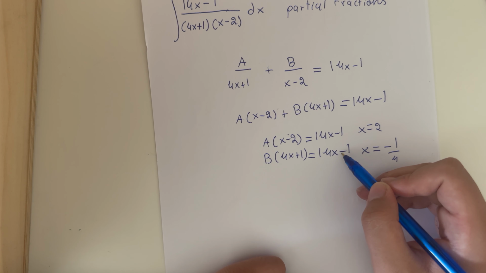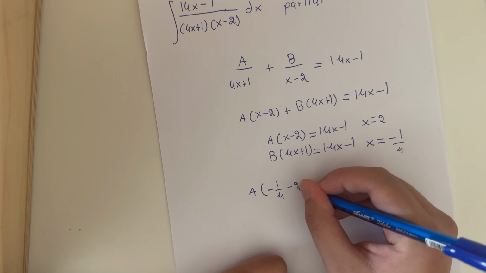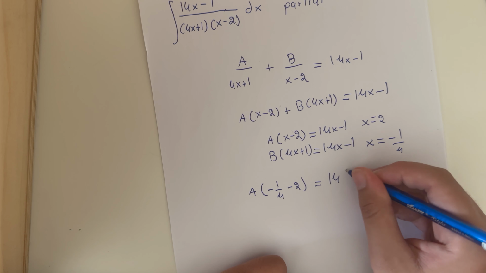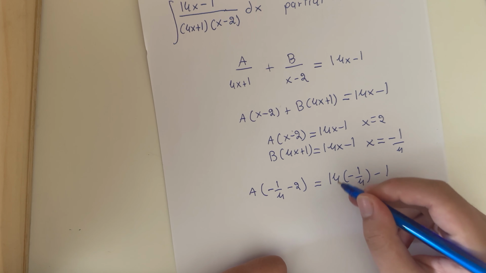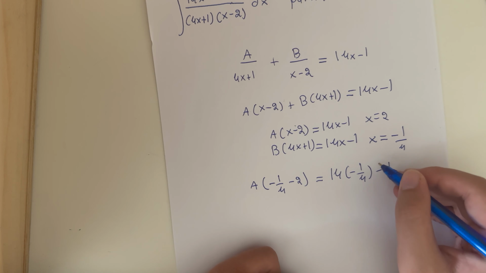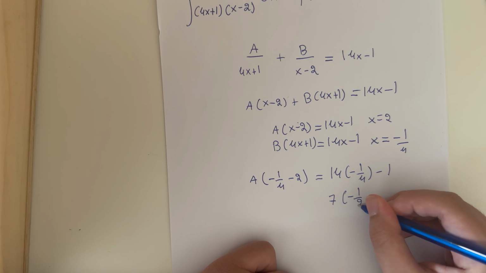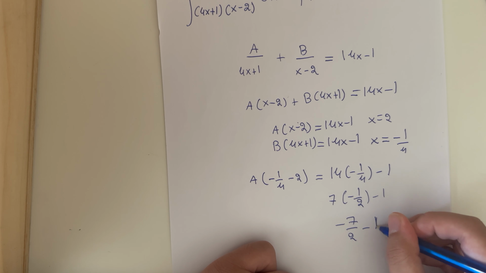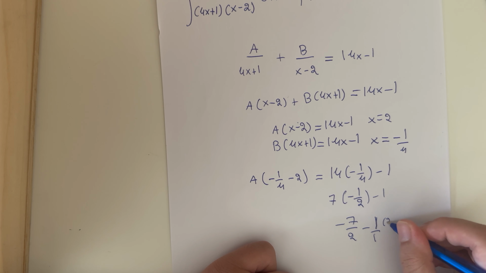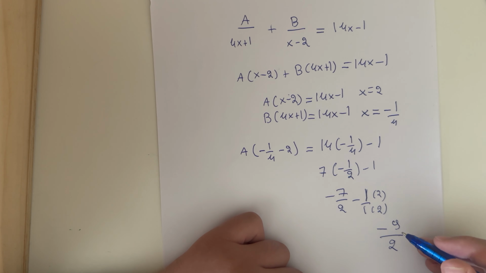So let's start with the first expression. We have A times (negative 1/4 minus 2) is equal to 14 times negative 1/4 minus 1. So I'm going to solve for the right side first. I can simplify this to 7 times negative 1/2 minus 1, which is just negative 7/2 minus 1. So we multiply this by 2 and we also multiply this by 2. We are left with negative 9/2. So this is for the right side.